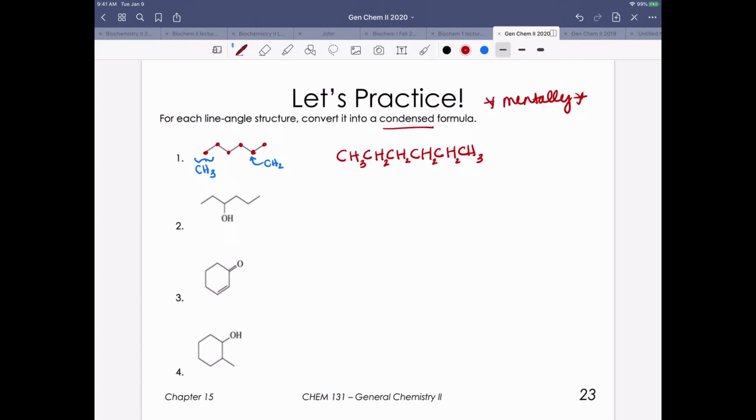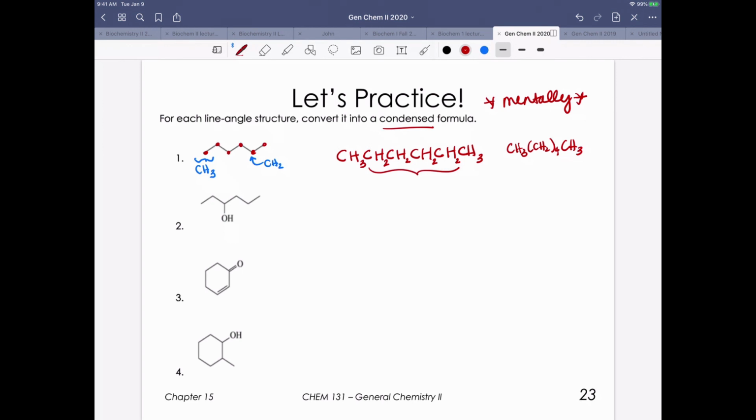And again, I could collapse these down if I wanted. I could write this as CH3, and then 4 CH2 groups together, and then a CH3. That's a way to make it a little bit more simple. All right, a little bit more quickly now. These ones I think are easier to do, but again, we want to be able to see it mentally.